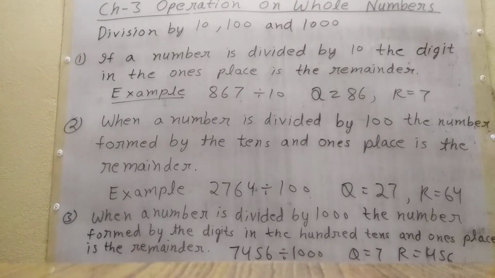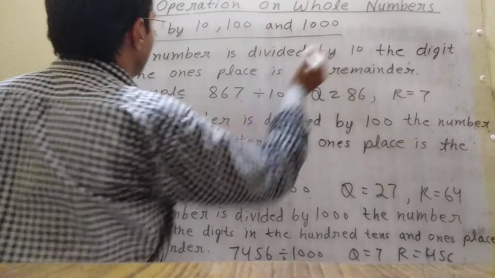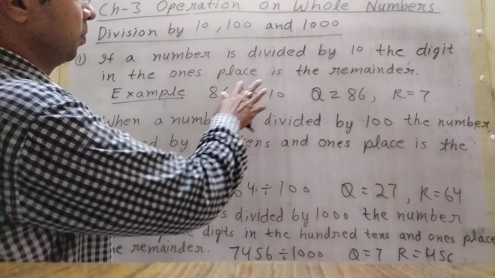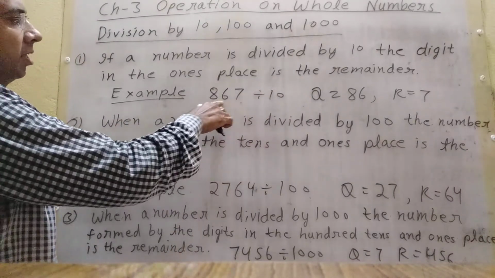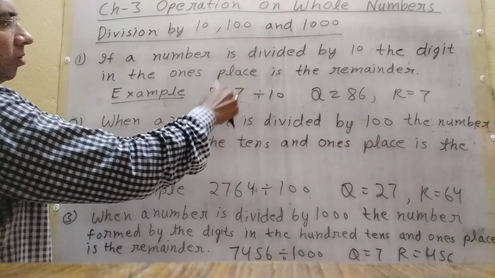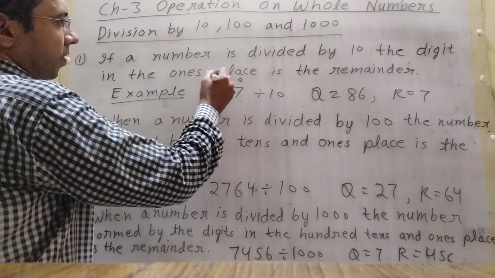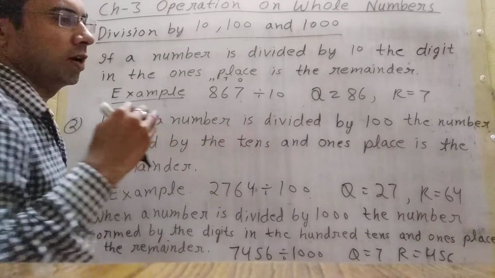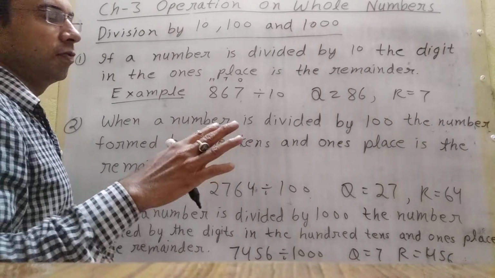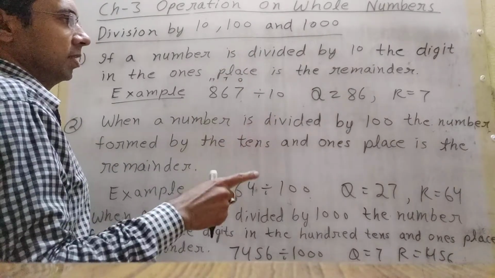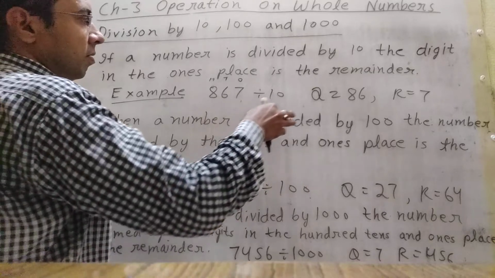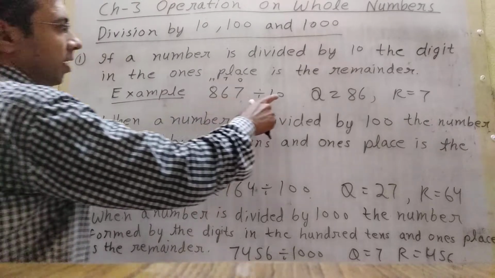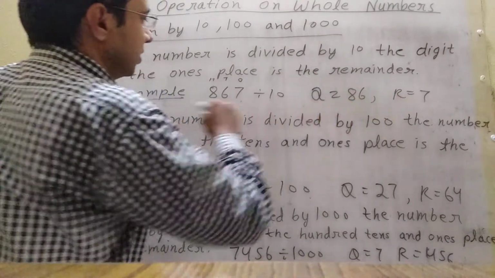Student, division by 10, 100 and 1000. If a number is divided by 10, the digit in the ones place is the remainder. Example, 867 divided by 10. This 7 is at the ones place, so this will be the remainder. Whatever digit number you are dividing, if you are dividing by 10, then the ones place digit is the remainder, and the rest of the digits are the quotient. So 867 divided by 10, quotient is 86, remainder 7.